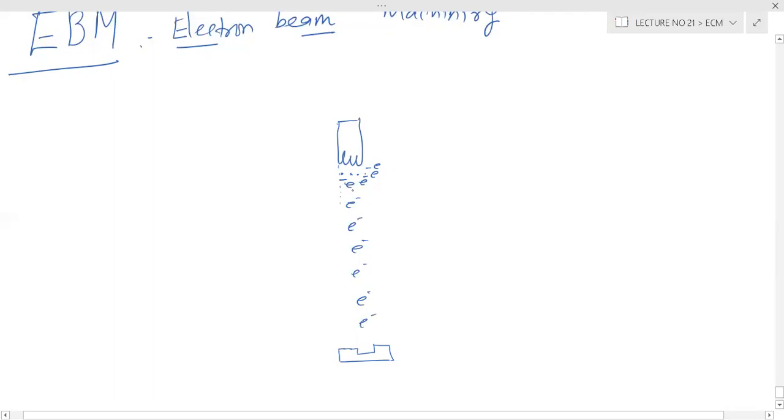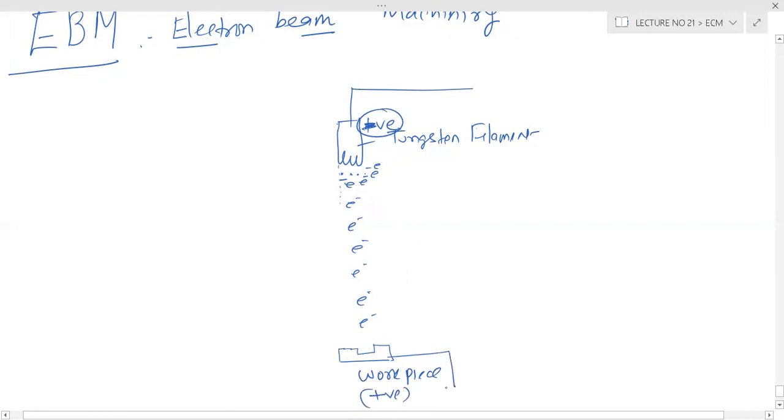We have to generate electrons. So this is your tungsten filament, that is positive. Then the electrode will be generated here. Then the workpiece, that is negative, sorry. This is negative, this is positive. Workpiece positive.